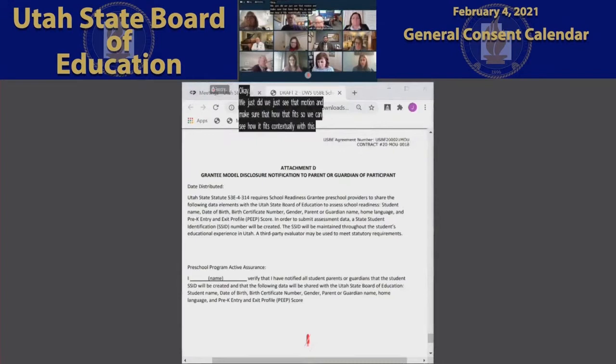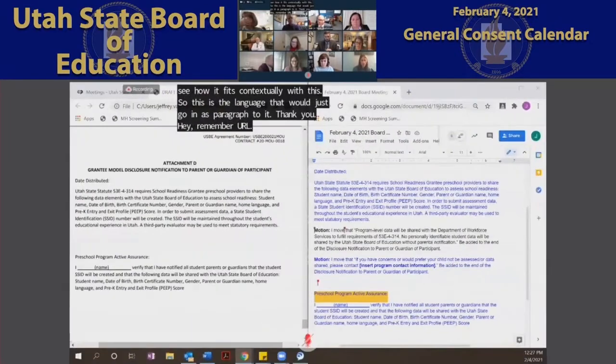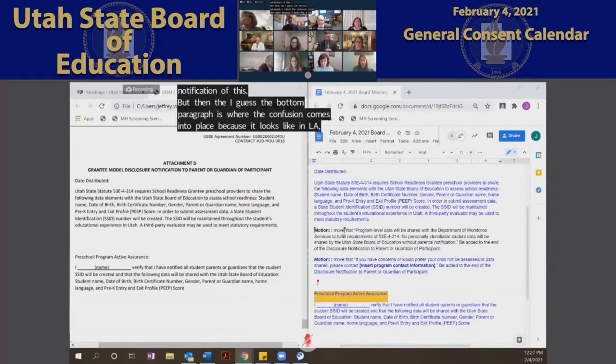I guess as I looked through this over the week, that's where my confusion came into, because it was meant to be a parent disclosure information or just a notification of this. But then I guess the bottom paragraph is where the confusion comes into place, because it looks like an LEA assurance document. And so I wonder if we could make a motion that there is wording at the bottom that actually articulates that a little bit more, where a parent actually could verify that, but that would be a separate motion. So I appreciate the clarification. It was very confusing to go through the documentation.